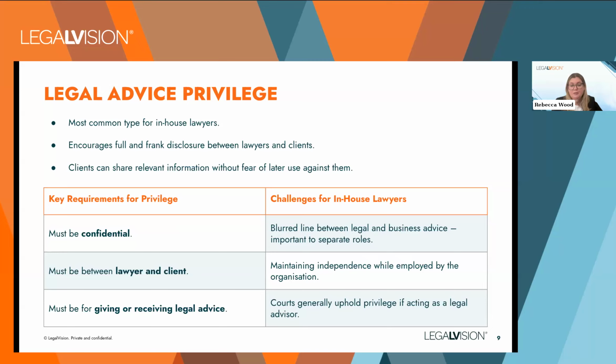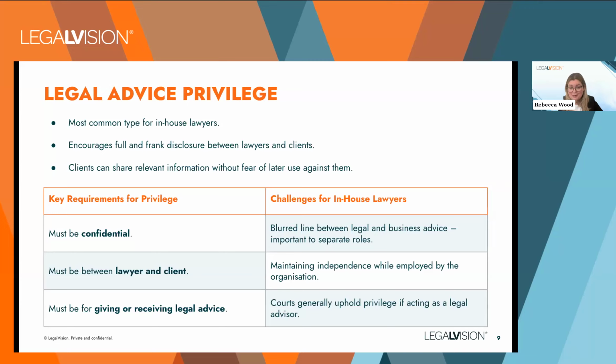The purpose of legal advice privilege is to encourage full and frank disclosure between lawyers and their clients. The idea is essentially that clients should feel free to share the relevant information with their lawyers without fear that the information might be used against them. For a communication to be protected by legal advice privilege, it must meet three key requirements. Firstly, it must be confidential, and there's an intention that it's a confidential communication. It must be between a lawyer and a client, and it must be clear that the communication is for the purpose of giving or receiving legal advice.